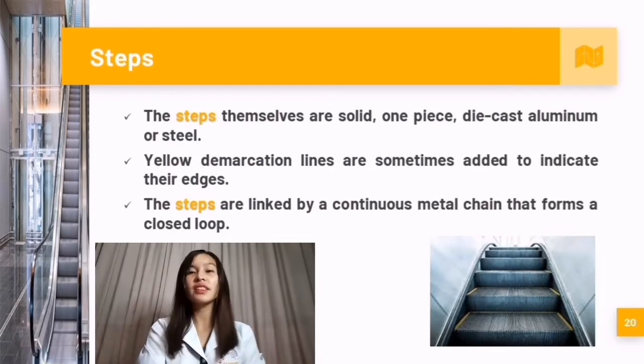The fifth one is steps. The steps themselves are solid, one piece, die-cast aluminum or steel. Yellow demarcation lines are sometimes added to indicate their edges. The steps are linked by a continuous metal chain that forms a closed loop.